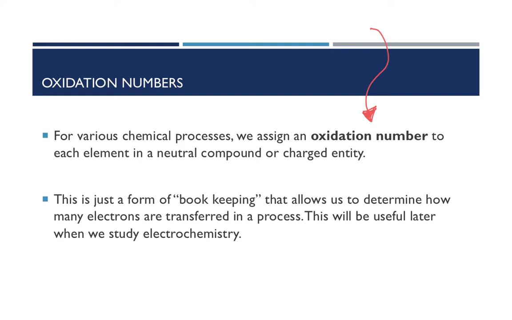Oxidation numbers are related to charge of ions and charge of species, but it's not the exact same. So for various chemical processes, we assign oxidation numbers to each element in a neutral compound or charged entity. It's a form of bookkeeping that allows us to determine how many electrons are transferred in a process, because as we will learn, redox reactions are all about electron transfer. This is going to be useful later on this unit as we get into redox and electrochemistry.